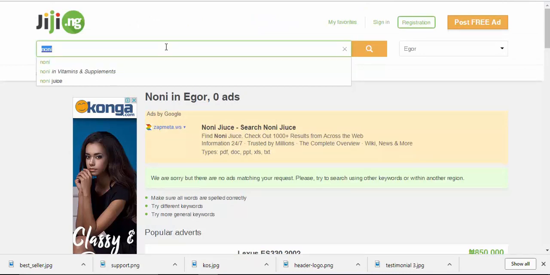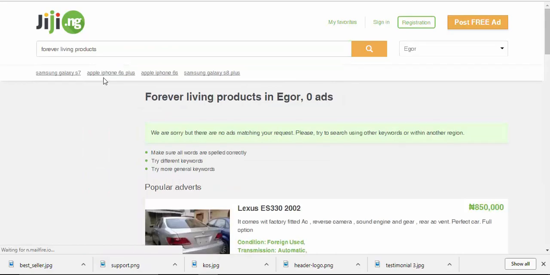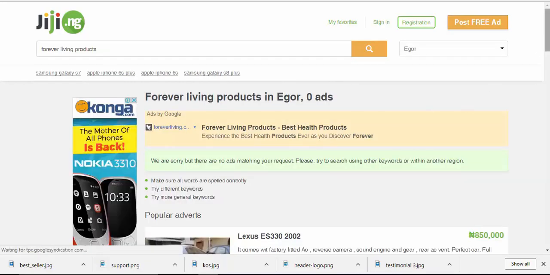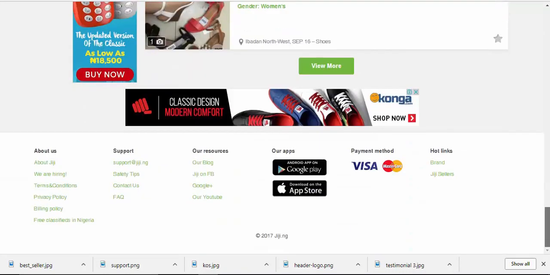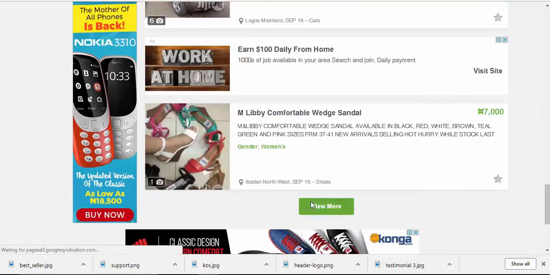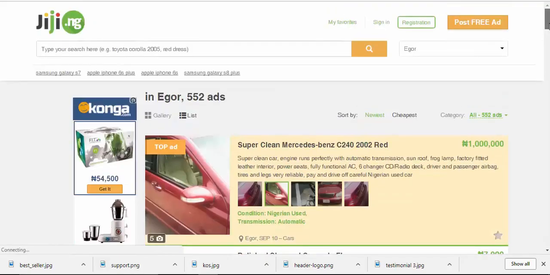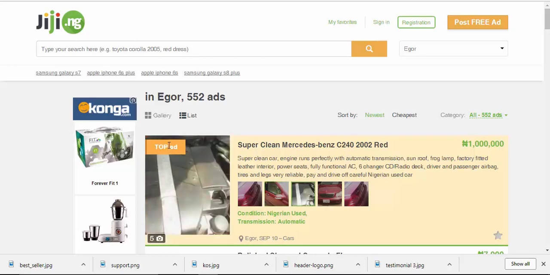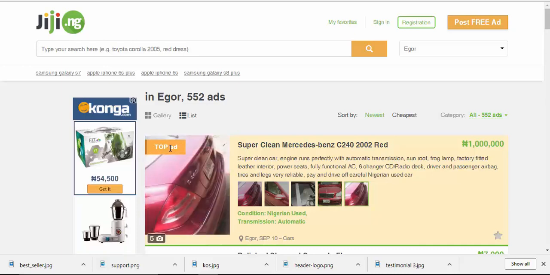Let me check. Forever Living products. I'm trying to check. Okay, this is their form of advert. They have different kinds of adverts. You have the top advert, you pay for it, and then your advert is shown at the top of their page. They have the boost advert, and they have about three different categories.